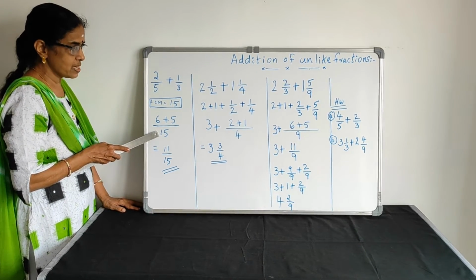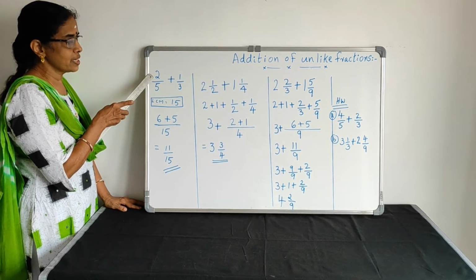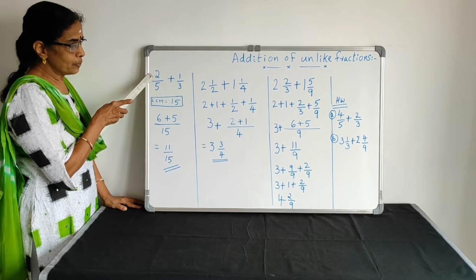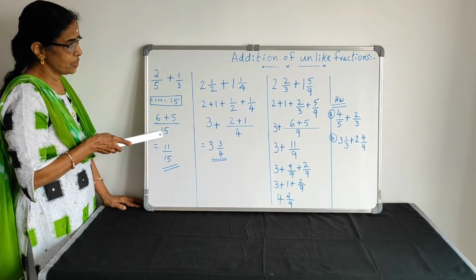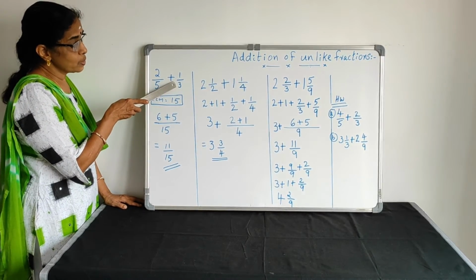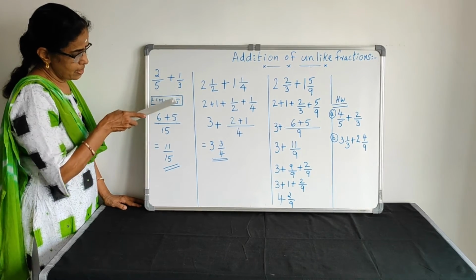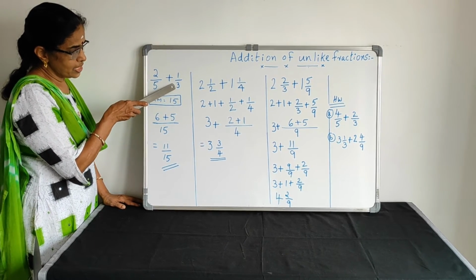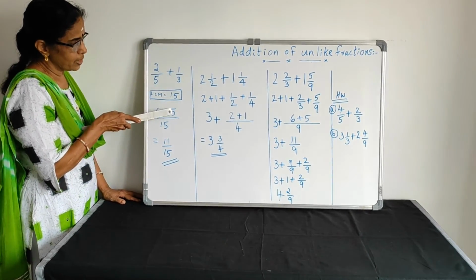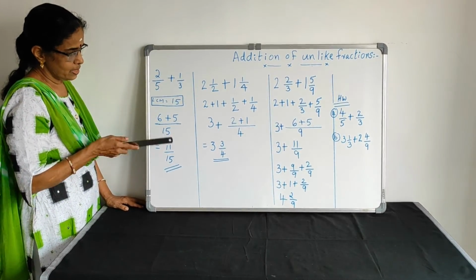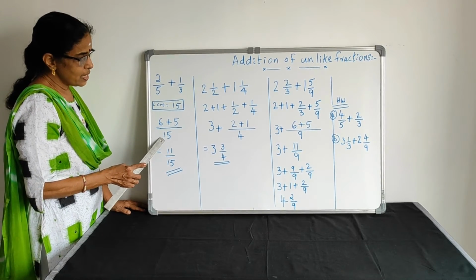So, the clue number is 3. Multiply numerator and denominator by 3. So 2 times 3 is 6. 5 times 3 is 15. Here you have to get the clue number again. 3. Here it is 15. So 3 times 5. 5 is the clue number. So 1 into 5, 5. 3 into 5, 15. Now they are like fractions.